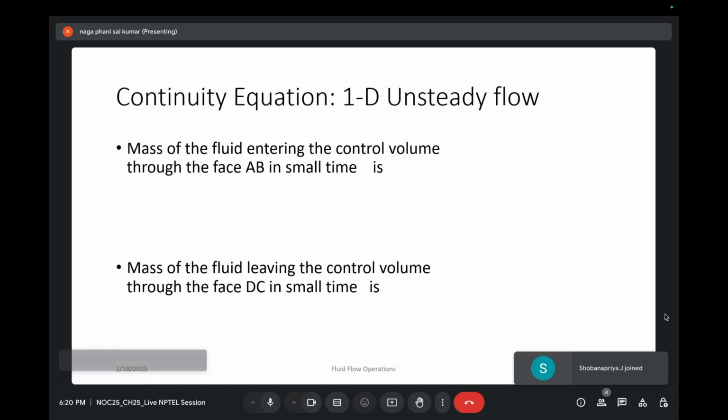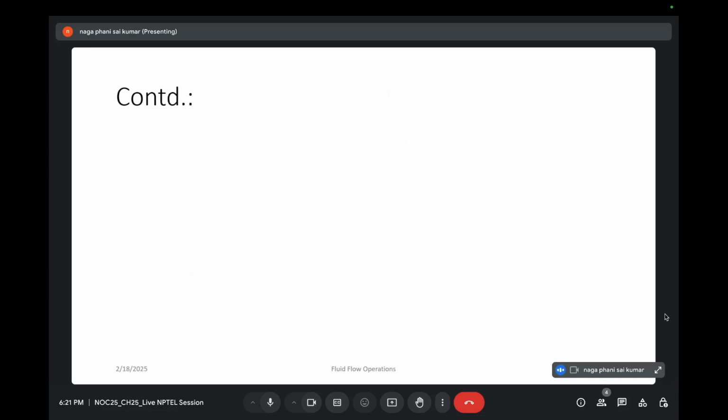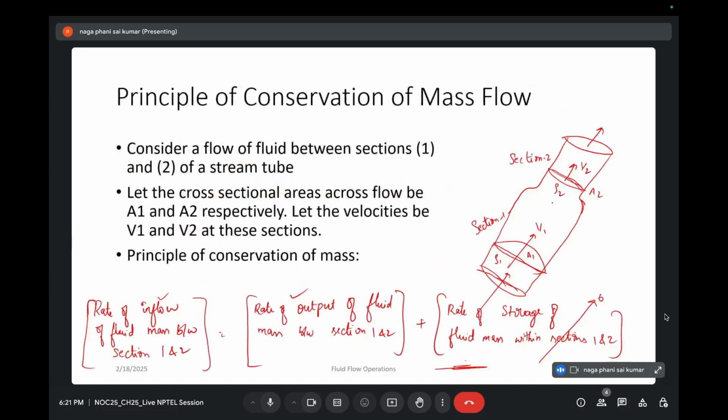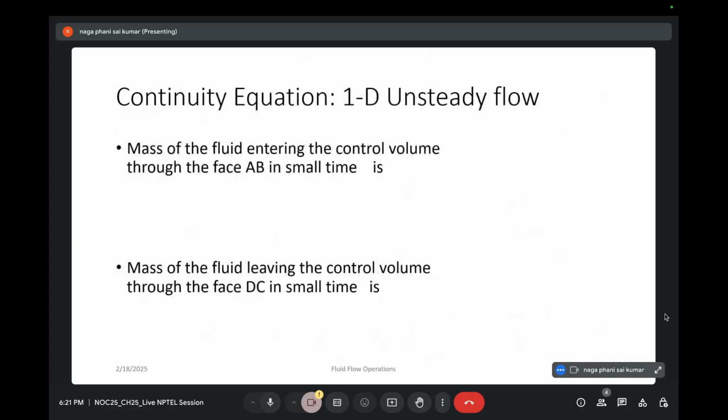Okay, so for the continuity equation for unsteady state, we'll take the same example. Let me just go back to the figure. Yeah, same example. Let's do it for the case of unsteady state. So the mass of fluid entering the control volume through face AB. Oh, let me draw it again.